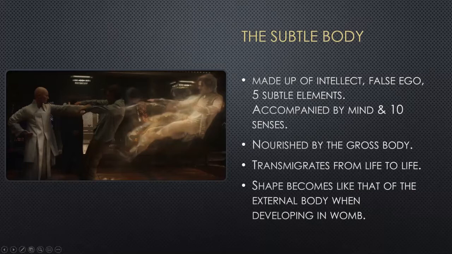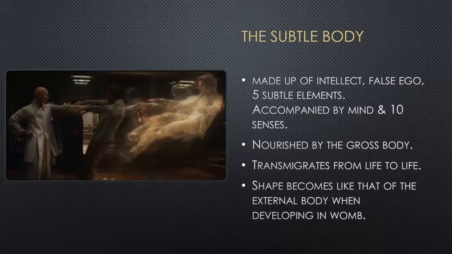This subtle body of ours is said to be nourished by the gross body, and it is this subtle body that transmigrates from life to life. The gross body stays and decays, but the subtle body transmigrates. It is also said that the shape of this subtle body becomes like that of the external body when developing in the womb. So as the gross body starts to develop, the subtle body also starts to develop with it into its shape.